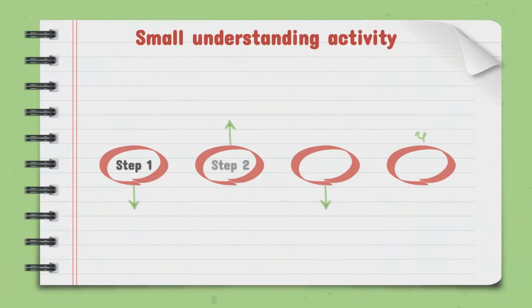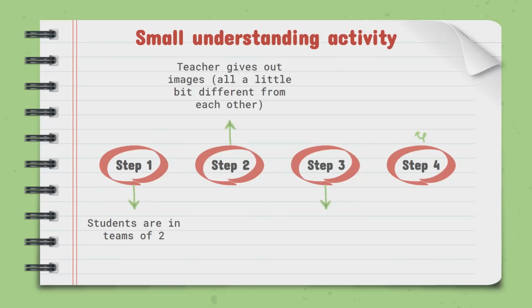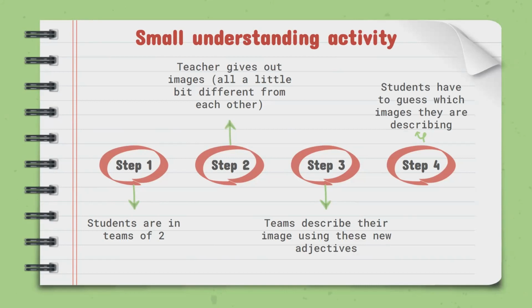So if a teacher has the time to teach this grammatical aspect, we thought of a small activity to assess their understanding at the end of the lesson. The students would start the activity in teams of 2. The teacher would give out images that resemble each other but are all a little bit different. Then each team would have to describe their image using the new adjective types that they just learned. And at the end of the activity, students would have to guess which images they were describing.